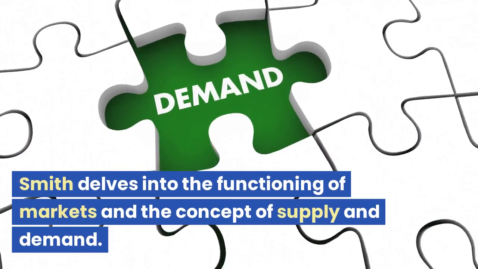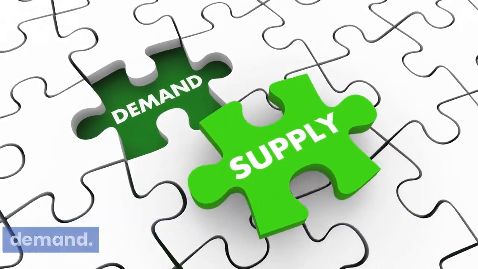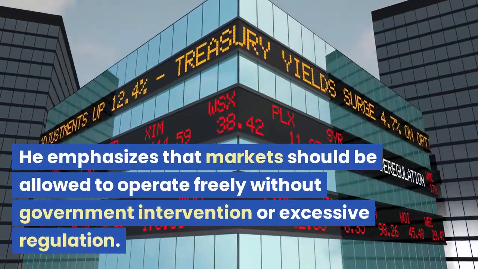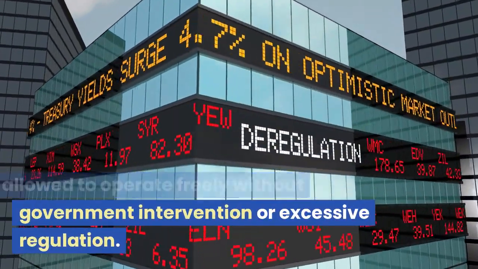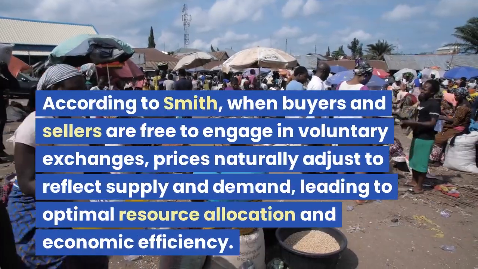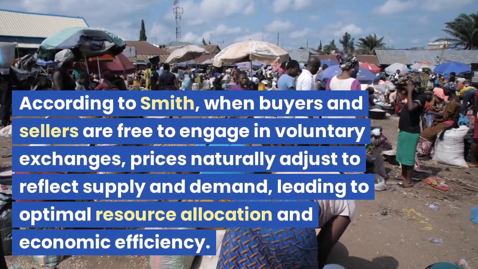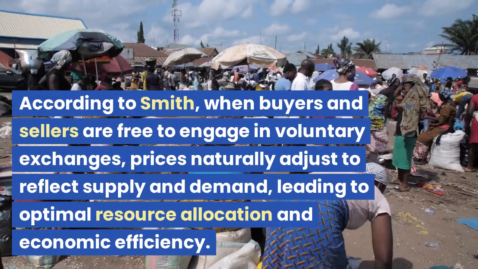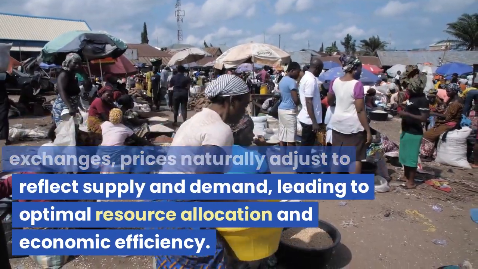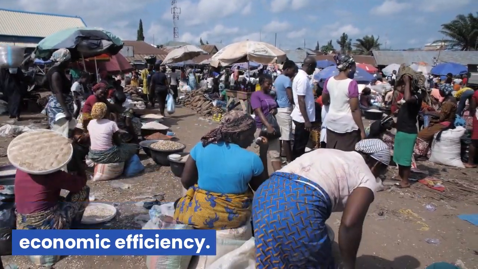Smith delves into the functioning of markets and the concept of supply and demand. He emphasizes that markets should be allowed to operate freely without government intervention or excessive regulation. According to Smith, when buyers and sellers are free to engage in voluntary exchanges, prices naturally adjust to reflect supply and demand, leading to optimal resource allocation and economic efficiency.